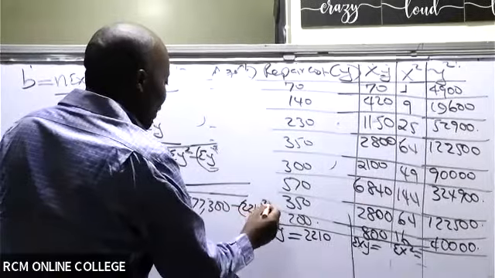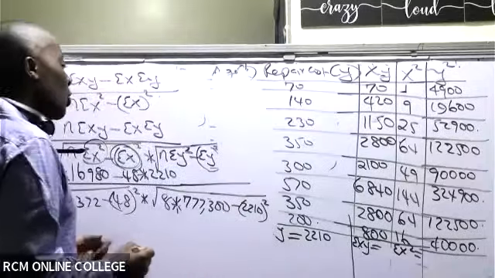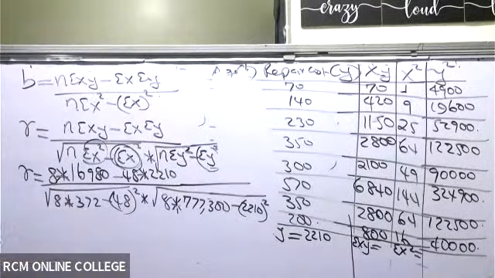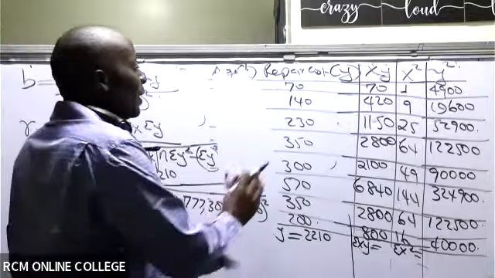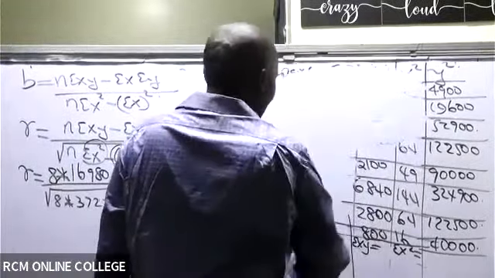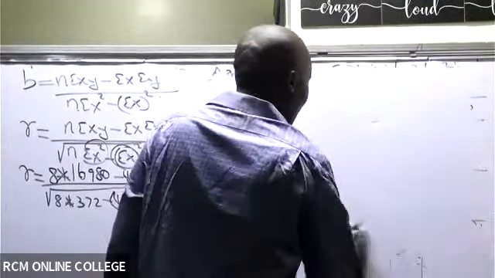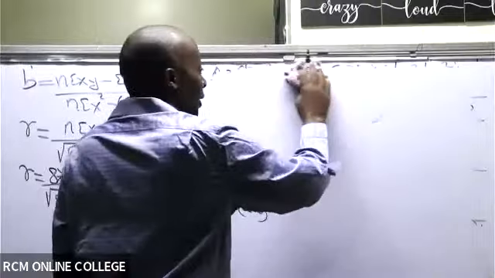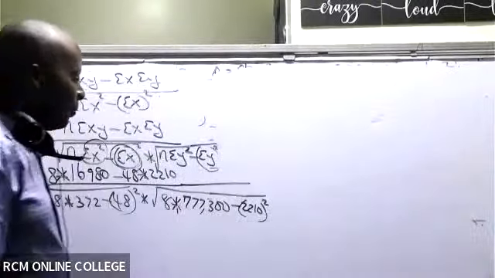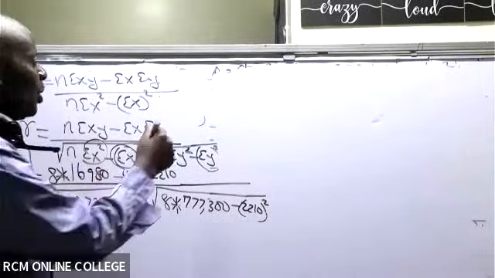Now you square this. It may look very big, but trust you me, it is useless. It's a very simple thing. So then my R will be equal to what?